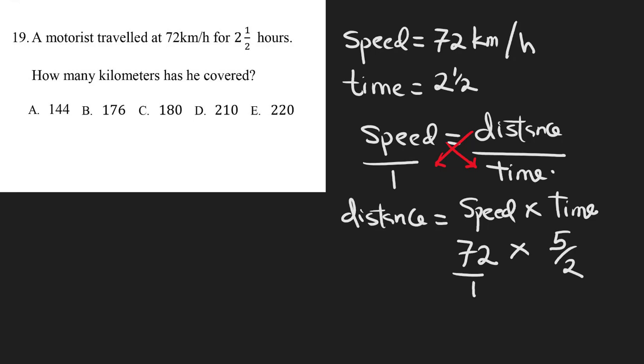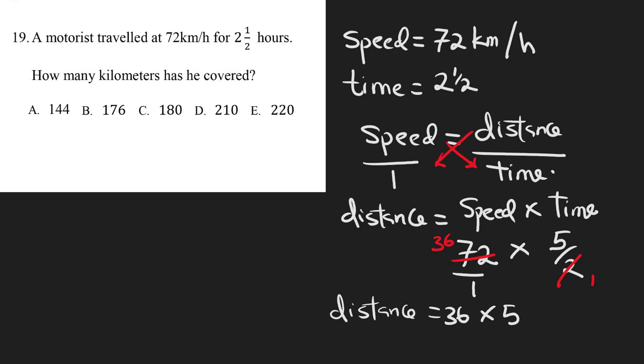So balance this one with 1. So you know that 2 here is 1, and 2 into 72 is 36. Can you see? So we're going to multiply 36 times 5. So distance is equal to 36 times 5.